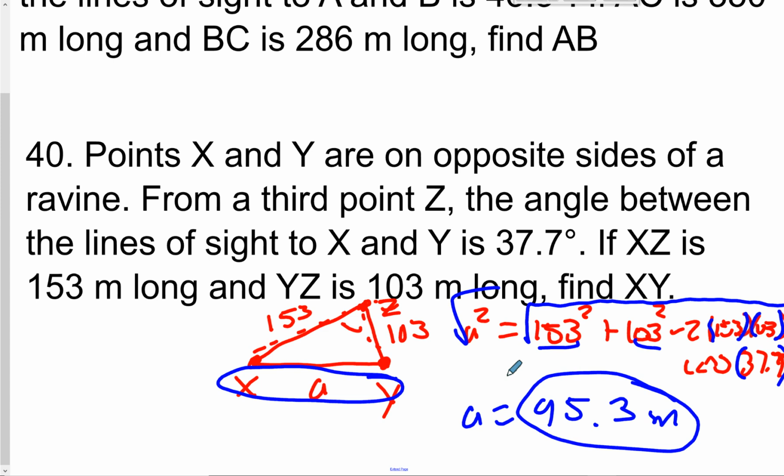So just think about the scenario. You're going to use law of cosines because that's what this section's about, and you're going to have a triangle, right? So draw it out. Think about it a little bit, okay?